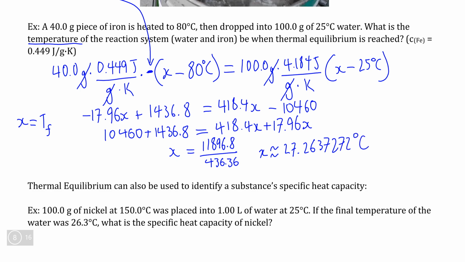27.2637272 degrees Celsius. Again, we need to consider significant digits, so we see the smallest number of significant digits in our situation was 2 from 25, so we can round x to 2 significant digits and say that our final temperature is approximately 27 degrees Celsius.